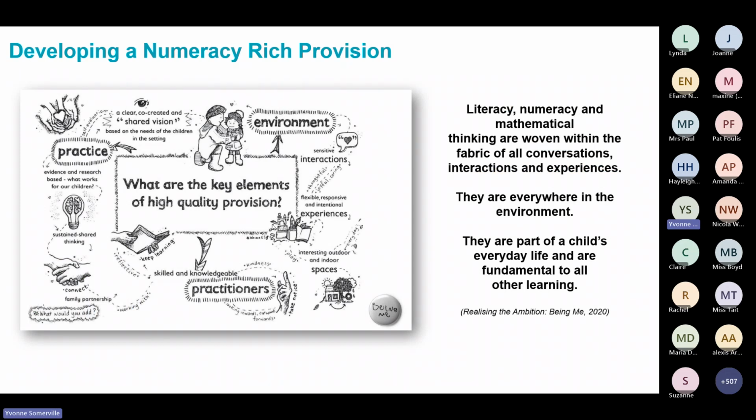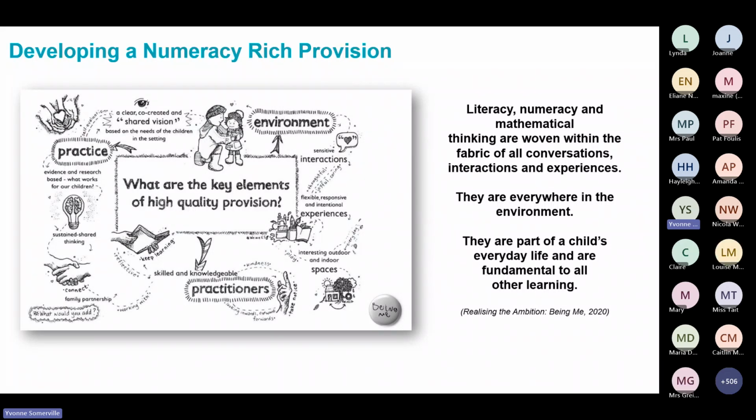Thank you. So yeah, as Maria's been saying, we think that this graphic, which comes from Realising the Ambition, really sums up what we mean by numeracy rich environment. We know that the environment is not just the playroom or the classroom or the setting or the outdoor setting, that's the space. But we also need to be thinking about our interactions with children: are they numeracy rich, and are the experiences that we are building on from their interests and also the ones that we are providing numeracy rich as well?